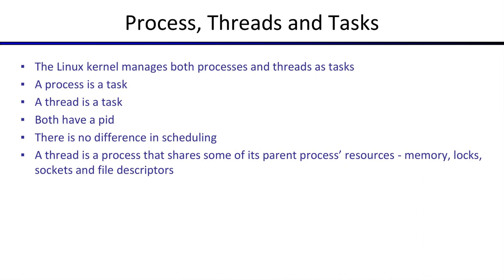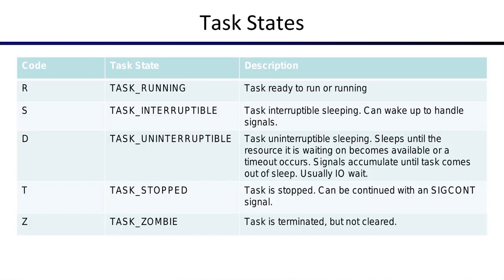Now, along with that, let's get to task states. A task can have a few different states. The task runnable is the only state when the task is saying, hey, look, I want CPU time. Every other state says, I don't need CPU time, I'm just waiting on something, or I'm doing something else. So task running is a state that a task can have when the task is ready to run or is already running on a CPU.